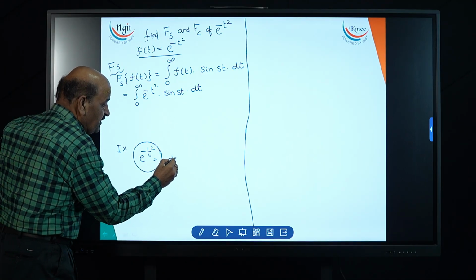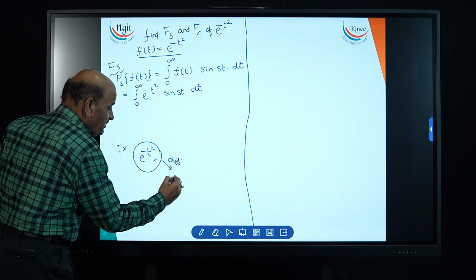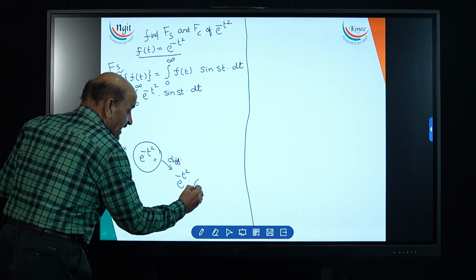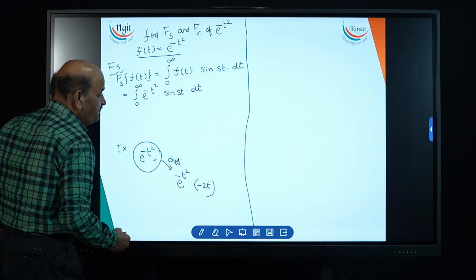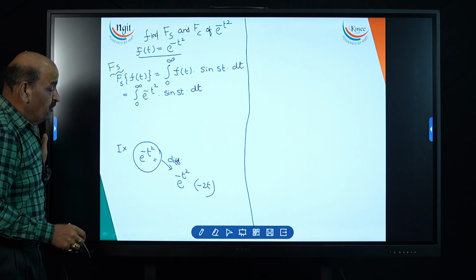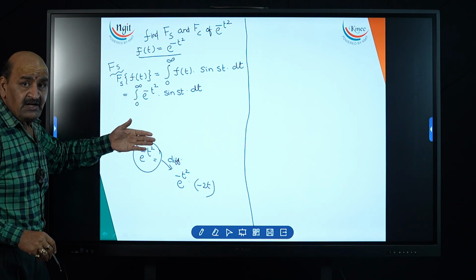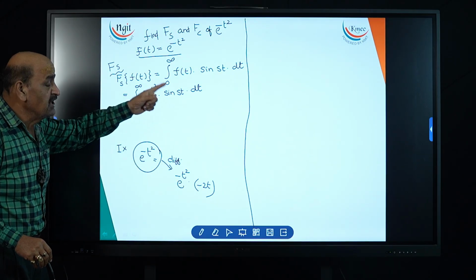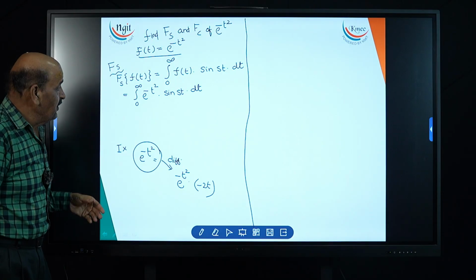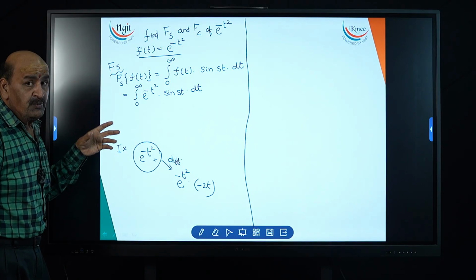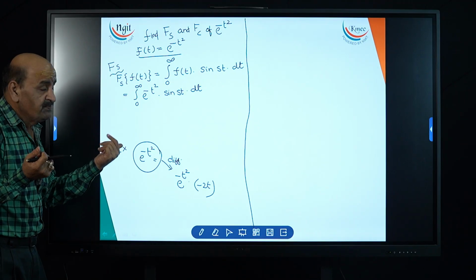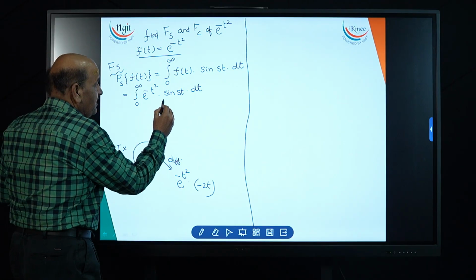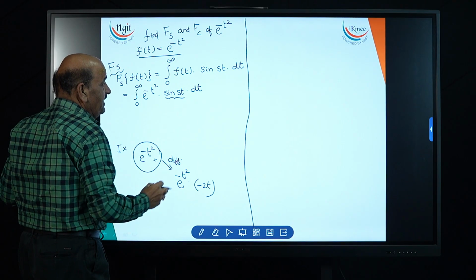If you go for the differentiation, what happens? E power minus t square will become e power minus t square, and for minus t square, it will be minus 2t. So, in order to make this integral integrable, there should be one more variable t, but t is missing. So as a student, you have to work out how to get t in the integral. You can't introduce t directly, but there is t in another place, that is sine st.